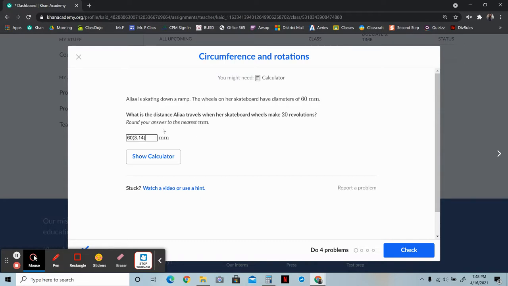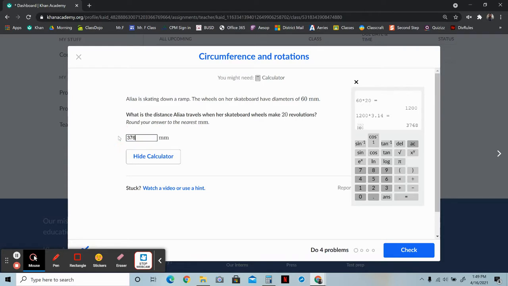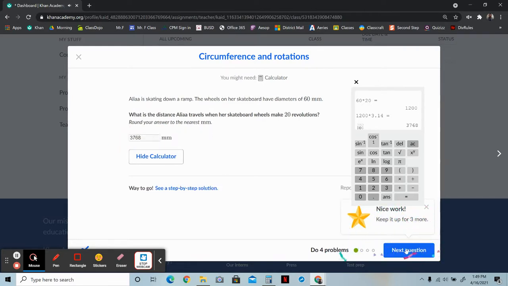But then you're also going to be multiplying it by 20 because you want 20 revolutions. So the math you're doing is 60 times 3.14 times 20, because that's the circumference, 60 times 3.14, and then it's 20 of those circumferences. So take 60 times 20 to get the total multiplier, 1200, and then times that by 3.14. You're going to get your answer, which is 3,768. So it's 3,768. And there you go.